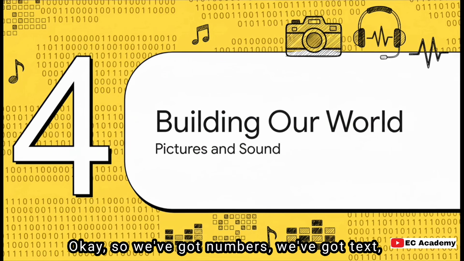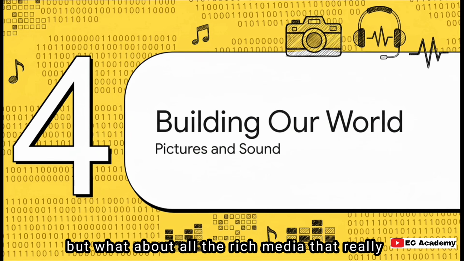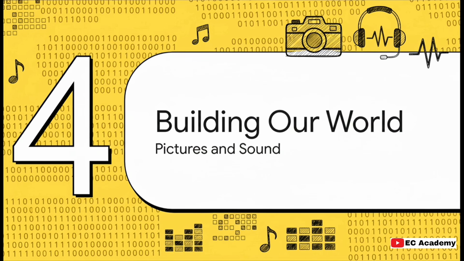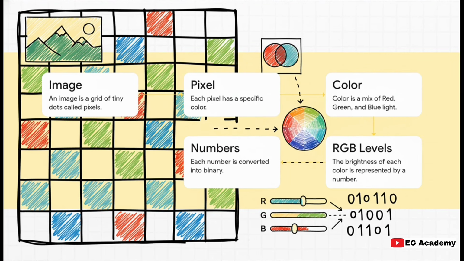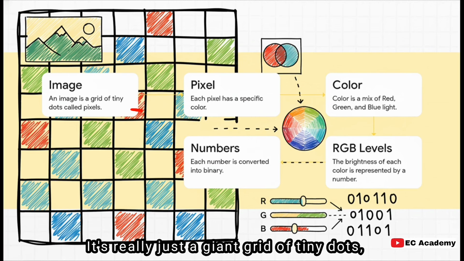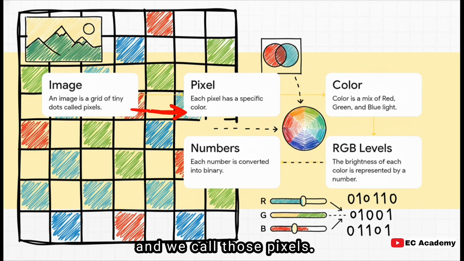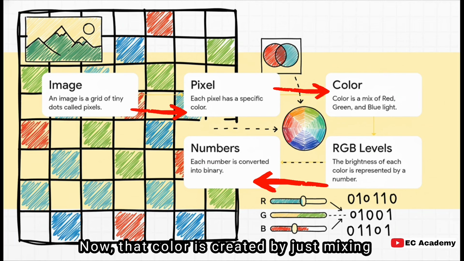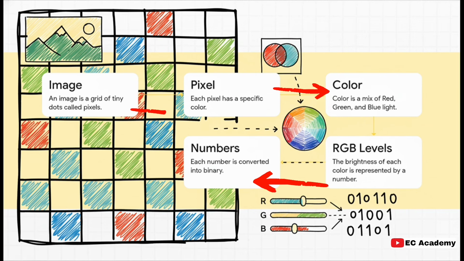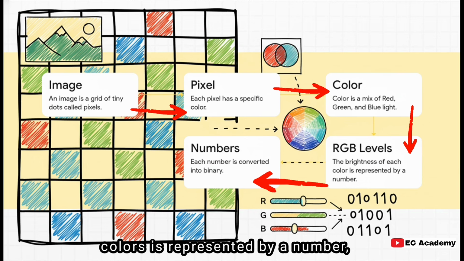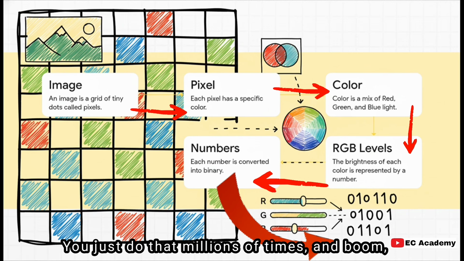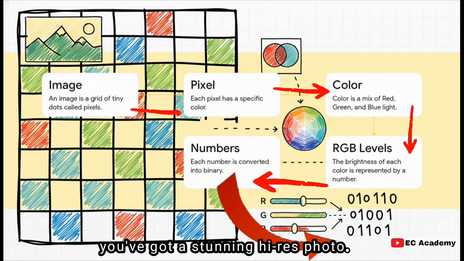Okay, so we've got numbers, we've got text, but what about all the rich media that really makes our digital world come alive? How do these simple bits and bytes team up to create complex pictures and sounds? A digital picture is actually a surprisingly logical thing. It's really just a giant grid of tiny dots, and we call those pixels. Each one of those pixels has a single, very specific color. Now, that color is created by just mixing different amounts of red, green, and blue light. The brightness level for each of those 3 colors is represented by a number, and as we know by now, any number can be turned into binary. You just do that millions of times, and boom, you've got a stunning, high-res photo.